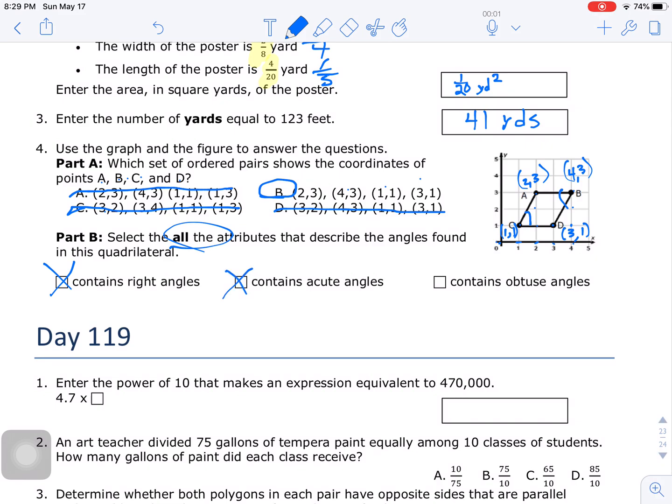Whoops. I want to cross this one out. There we go. Don't want to make any mistakes there. Okay, and then obtuse angles. So angle A is obtuse, and so is angle D.